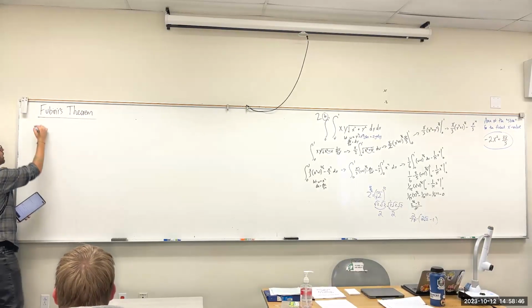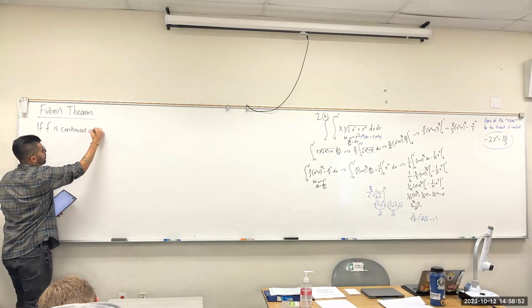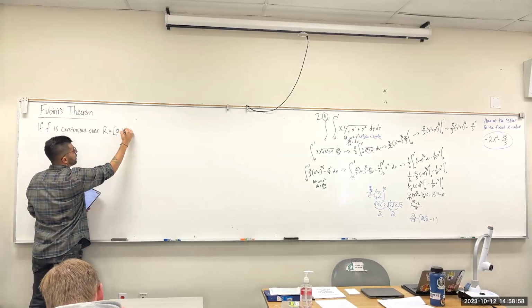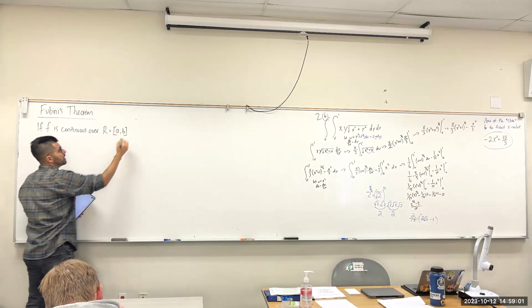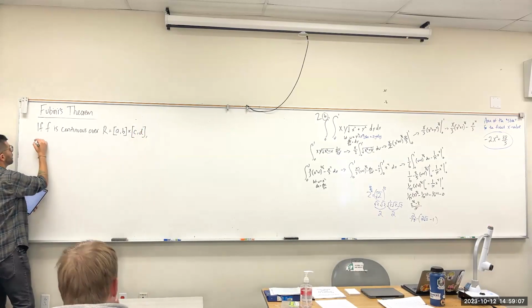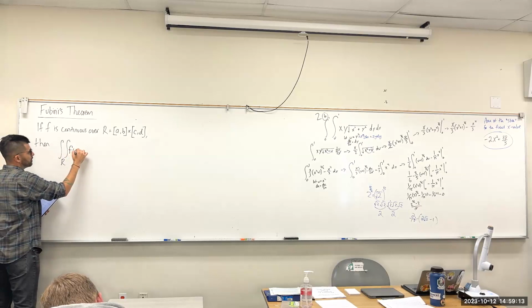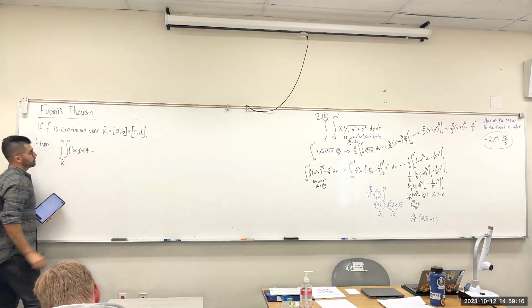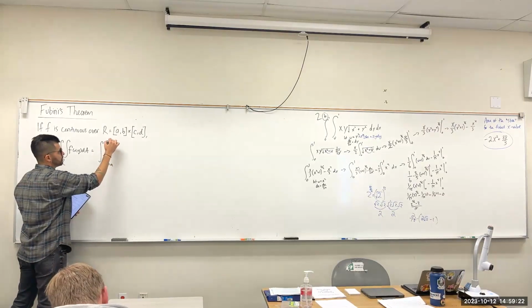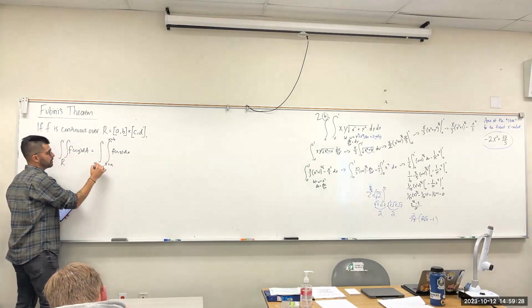So Houdini's theorem says that if f is continuous over R, where R is a rectangle given by x bounded by A and B, and y bounded by C and D, then if you're trying to find the double integral over that region of your function, you can do it with respect to x first, and then do it with respect to y.